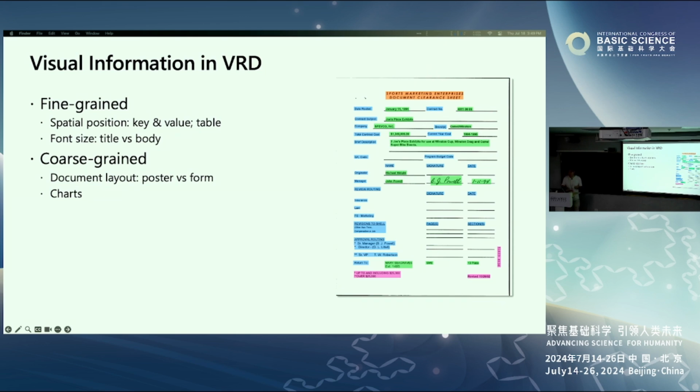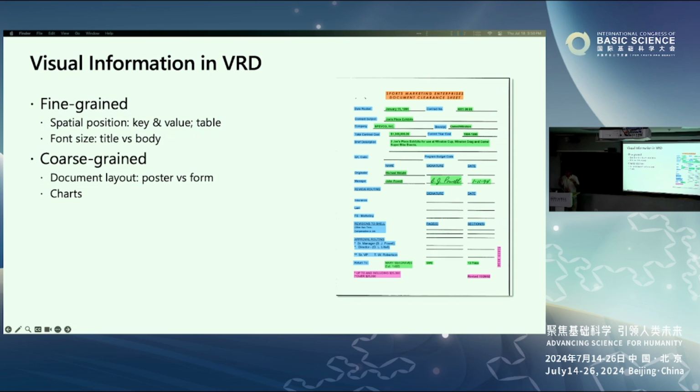For example, for fine-grained features, we have very important spatial position information. If we want to extract key-value pairs, it is very intuitive that the key and the value should be very near each other. Another example is a table, which is like a grid distribution. These are very obvious, important features. The font size is also very important, like the title and the body. The font size of the title is very different from the font size of the body. These are fine-grained features.